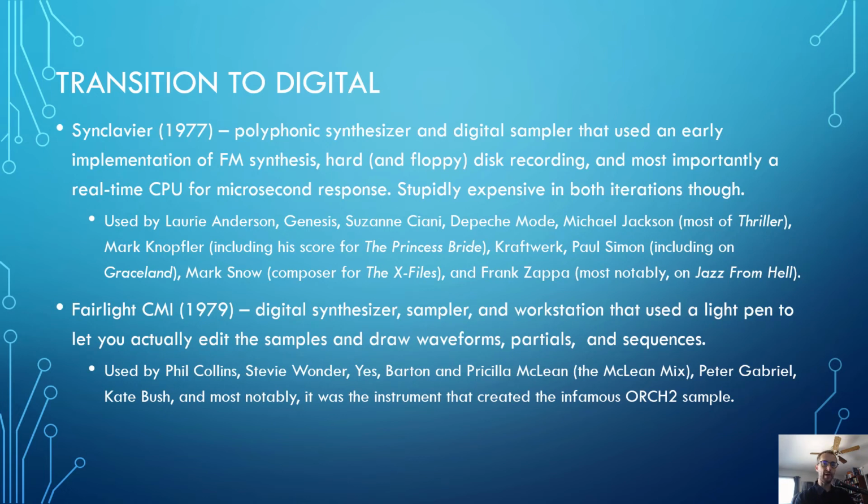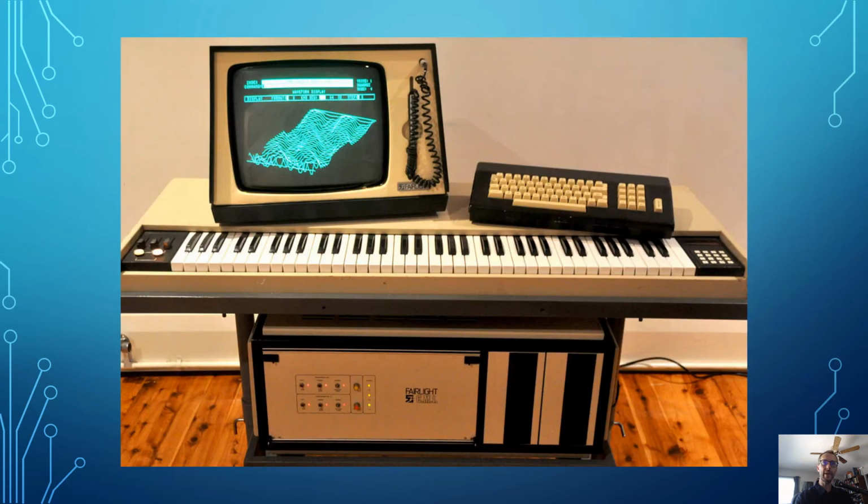And most notably, it is where we get the infamous Orc 2 sample. There is a really great video that I have linked to in the book that shows the evolution of that sample from the CMI to Bruno Mars. I strongly recommend you take a look at that. It's 9 minutes of awesomeness. And here is Frank Zappa with his Synclavier and the Fairlight CMI.